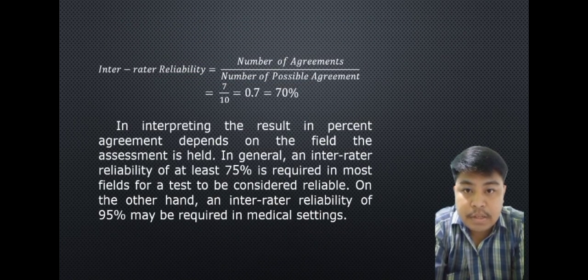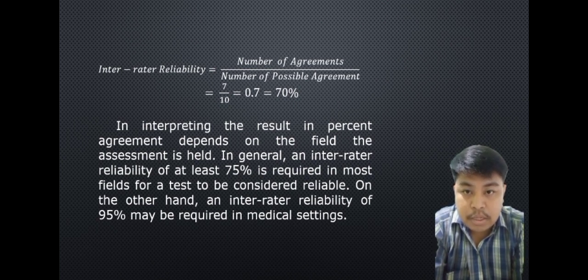Interpreting the result in percent agreement depends on the field where the assessment was held. In general, an inter-rater reliability of at least 75% is required in most fields for a test to be considered reliable. On the other hand, an inter-rater reliability of 95% may be required in medical settings.